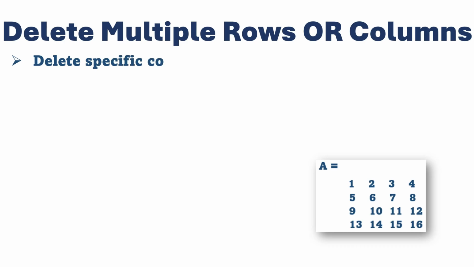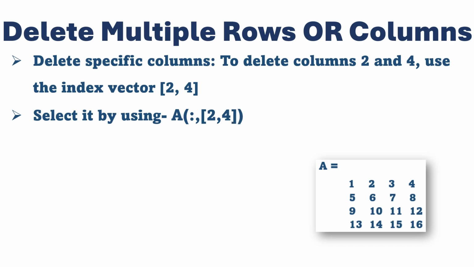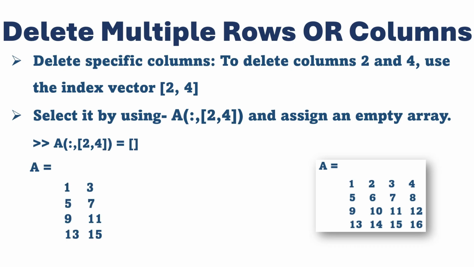Now delete specific columns. To delete columns 2 and 4, use an index vector in the square brackets 2, 4 and use this syntax: A of colon, then we specify the numbers of the columns which we want to delete, and then we assign the empty array to this. This is how the syntax will work. And the result you will get here: the second column, that is 2, 6, 10, 14, and the fourth column, that is 4, 8, 12 and 16, have been deleted.